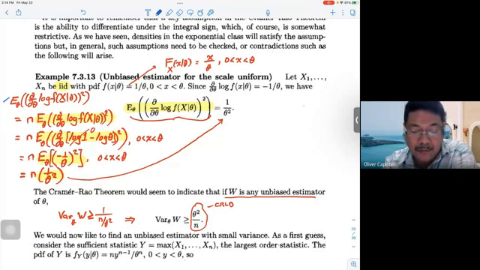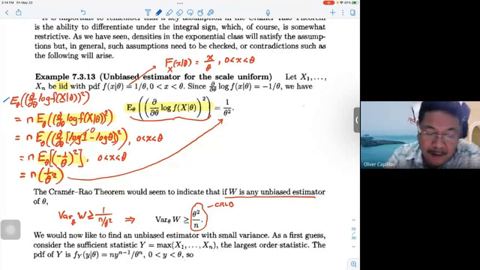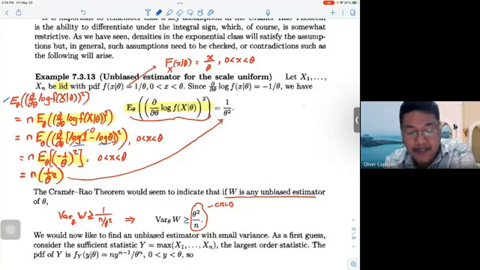theta. So if we're going to apply the log, then we have here log of 1 minus log of theta, quantity square. And then log of 1 is equal to 0. So we are left with negative log of theta, quantity square.